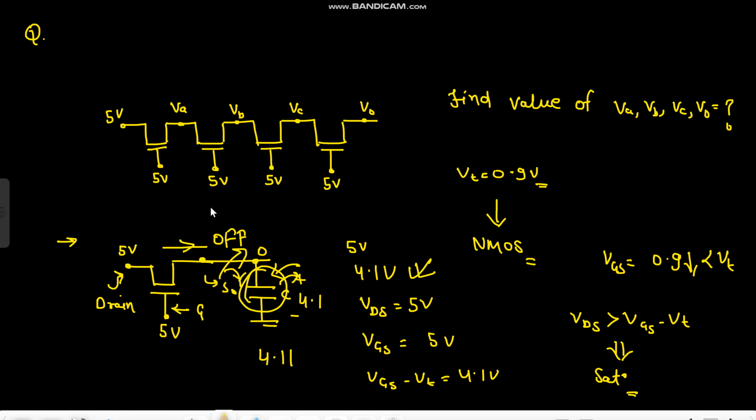So your capacitor can charge only up to VGS minus VT voltage. 5 minus 0.9 would be 4.1. Your capacitor can charge till 4.1 only, because if it tries to go above 4.1, then the VGS value would be lesser than VT and the transistor will be off. So you will have 4.1 here only. So now the VA value is 4.1.